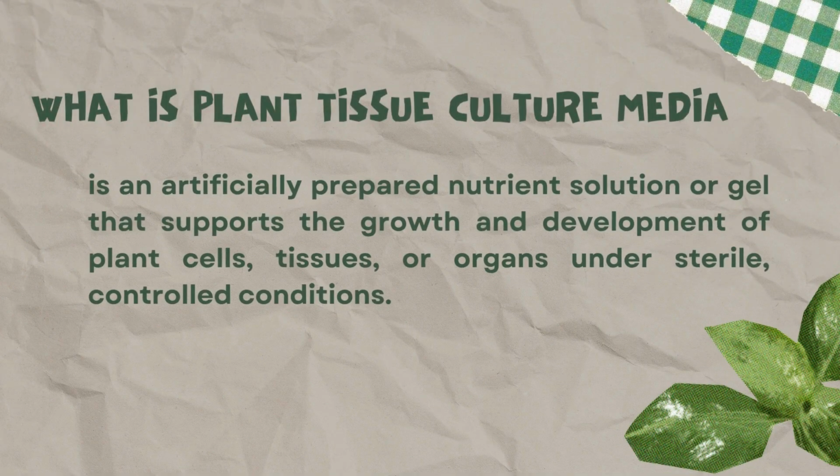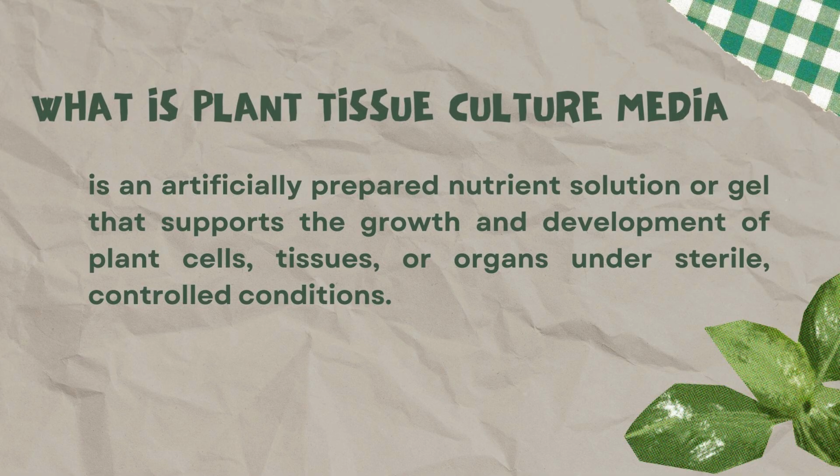So, what is culture media? Basically, for plant tissue culture, it is essentially an artificially prepared nutrient solution, or sometimes a gel, that supports the growth and development of plant cells, tissue, or even whole organs. What's amazing is that all this happens under completely sterile and carefully controlled laboratory conditions, giving us total control over a plant's mini environment.